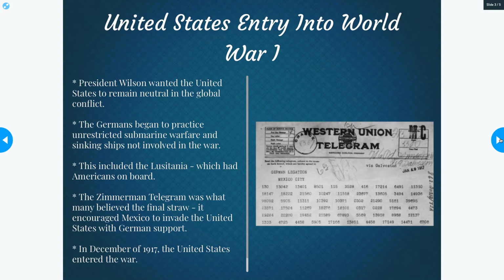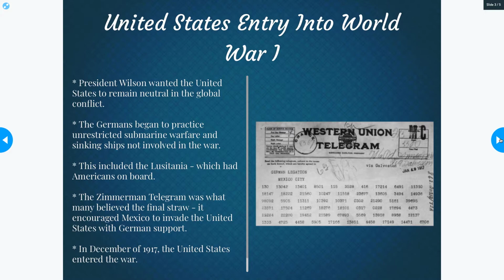Now, there's two main reasons why we have to enter. Number one, the Germans, somewhat unexplained, begin to practice this unrestricted submarine warfare concept, where basically if it's a tanker or a warship or a sailboat or a fishing boat or even a cruise ship, they are going to blow it up and not even ask why it's in German water.